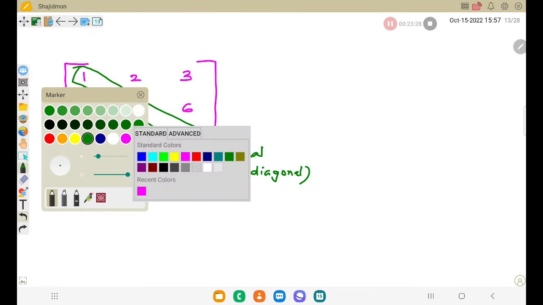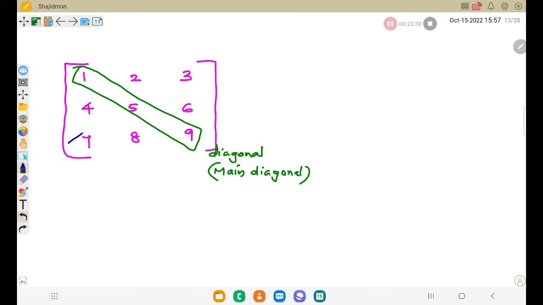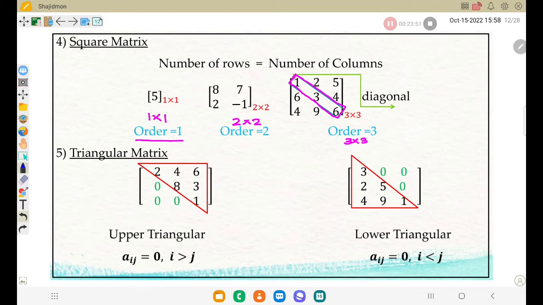Now, what is the second diagonal? These three numbers. These three numbers we are calling the off diagonal. So the main diagonal or diagonal, and the second one is the off diagonal numbers. 7, 5, 3, that is the off diagonal. 1, 5, 9 is the main diagonal. So this is the idea here, square matrix and the diagonal of a matrix.